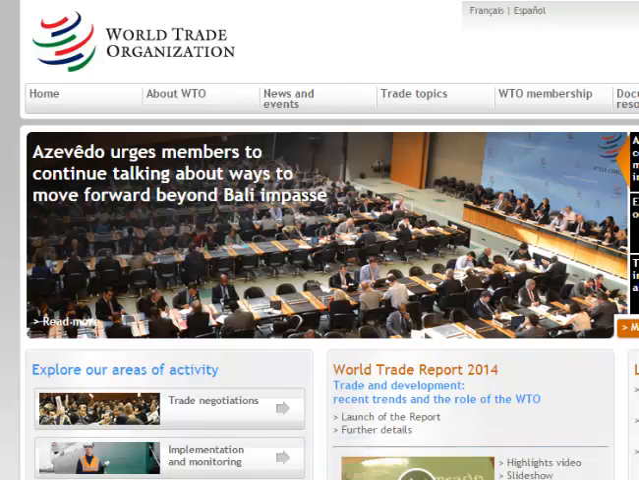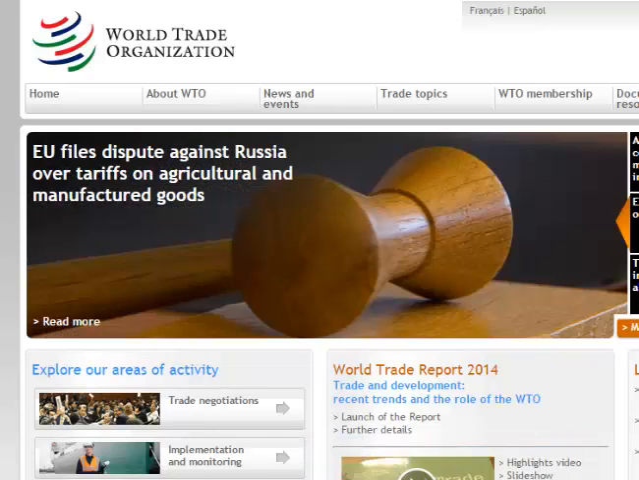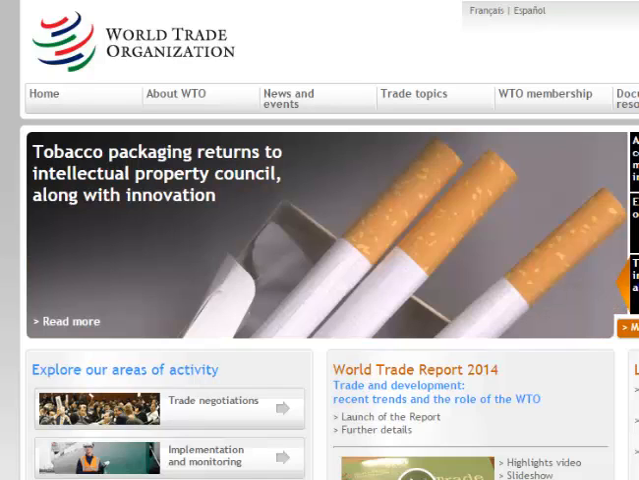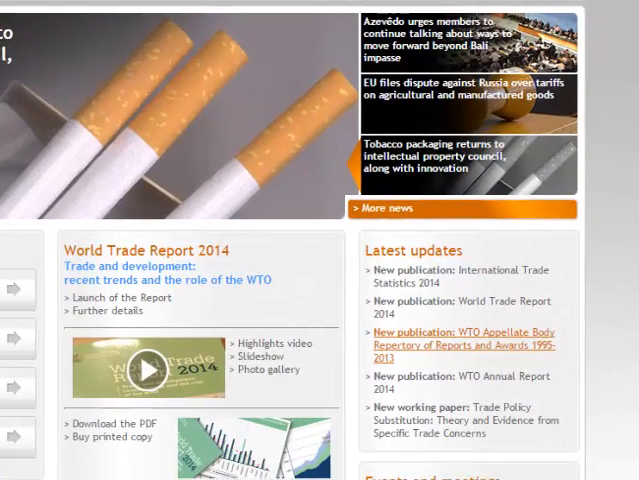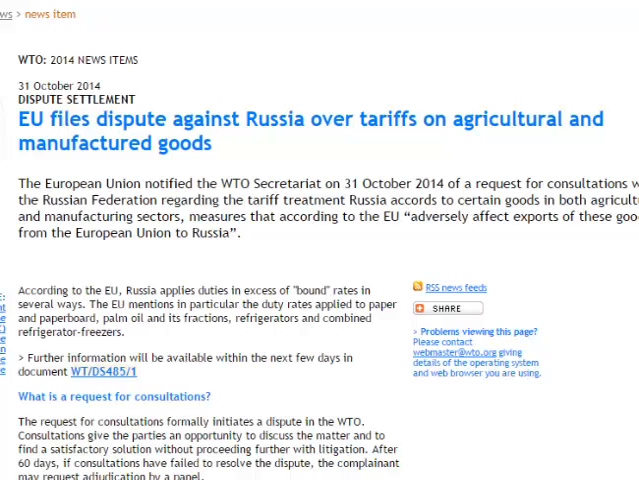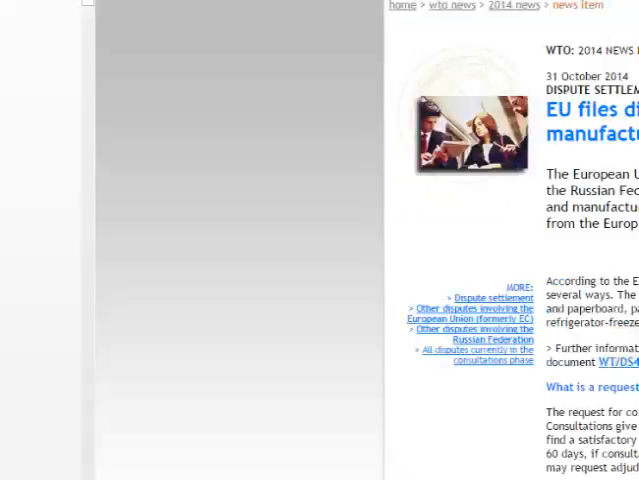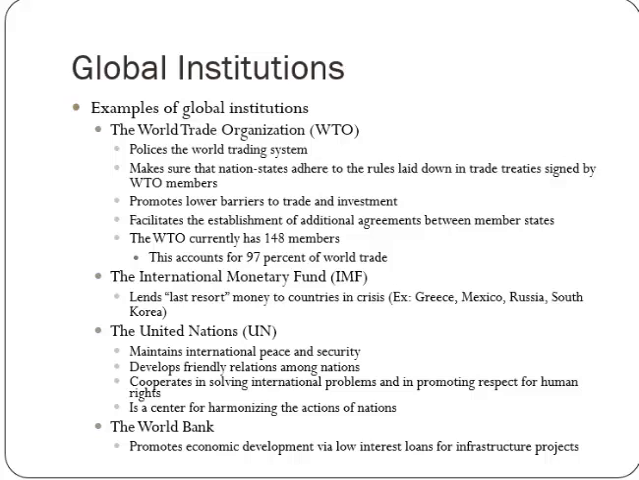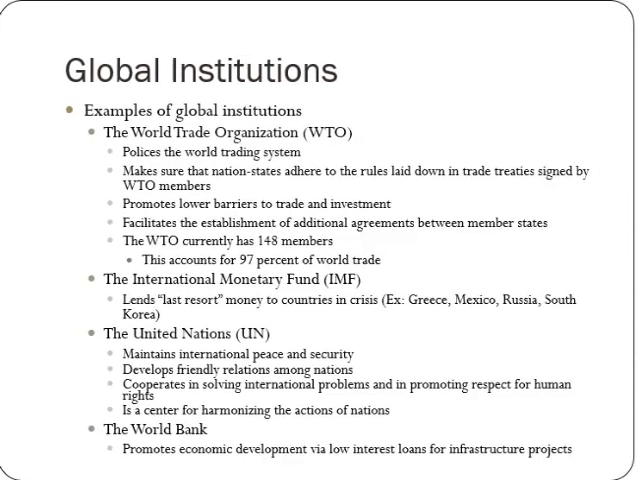But the idea is that the WTO seeks to mediate disputes between countries and do whatever's necessary to figure out a way to make countries able to deal with each other. Here's the thing about the Russian dispute. The EU files a lawsuit against Russia over tariffs of agricultural and manufactured goods. So that's part of the function of the WTO, to try to settle these kinds of issues. There's the International Monetary Fund to lend money to countries in crisis: Greece a few years ago, Mexico, Russia, South Korea, and some other countries that have had budgetary problems.